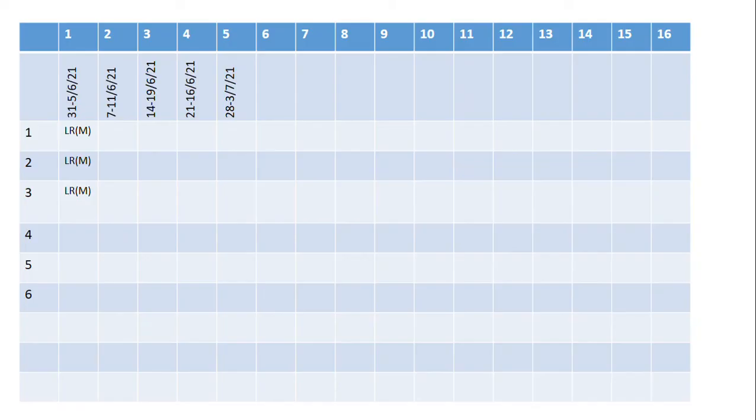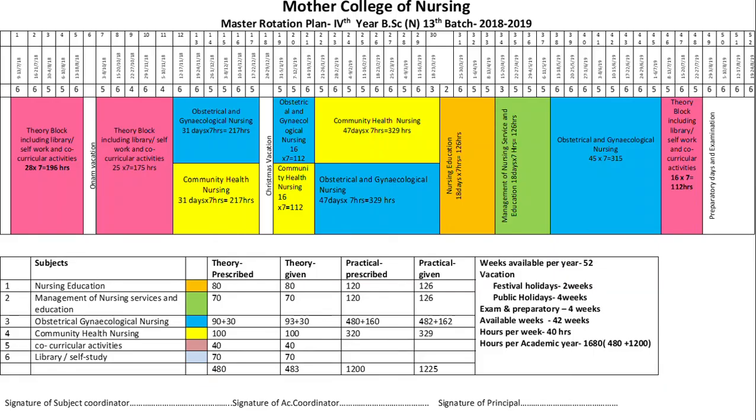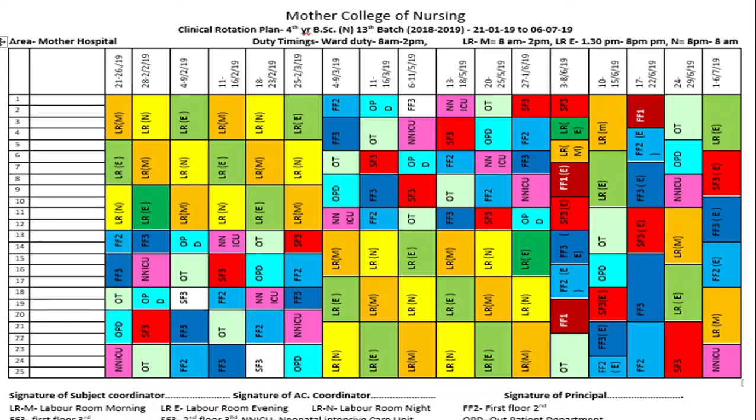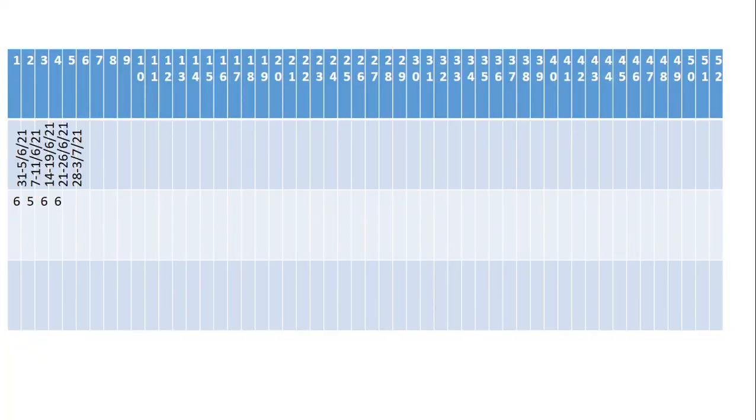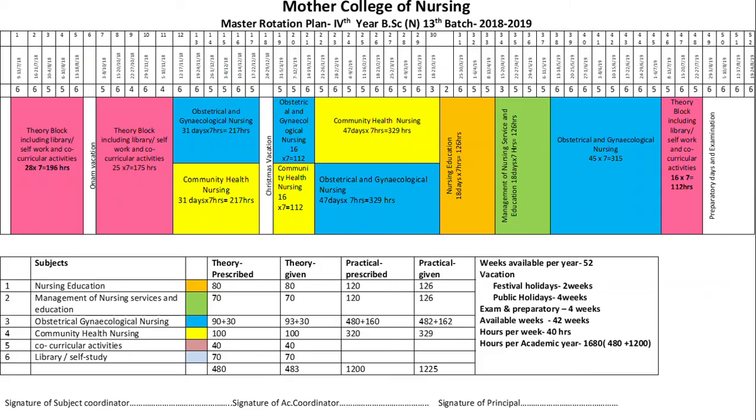I hope you understood about the mass rotation plan and the clinical rotation plan. This is the copy of a mass rotation plan, and this is the clinical rotation plan. In the clinical rotation plan, we won't add any holidays, any festival holidays, co-curricular activity, library activity, theory block. Nothing will be shown in the clinical rotation plan. It is only the days or weeks when they are going to the hospital that will be evident in the clinical rotation plan. But the mass rotation plan, on the other hand, will show all the days, what vacation they have, the theory block, everything will be presented in the mass rotation plan.